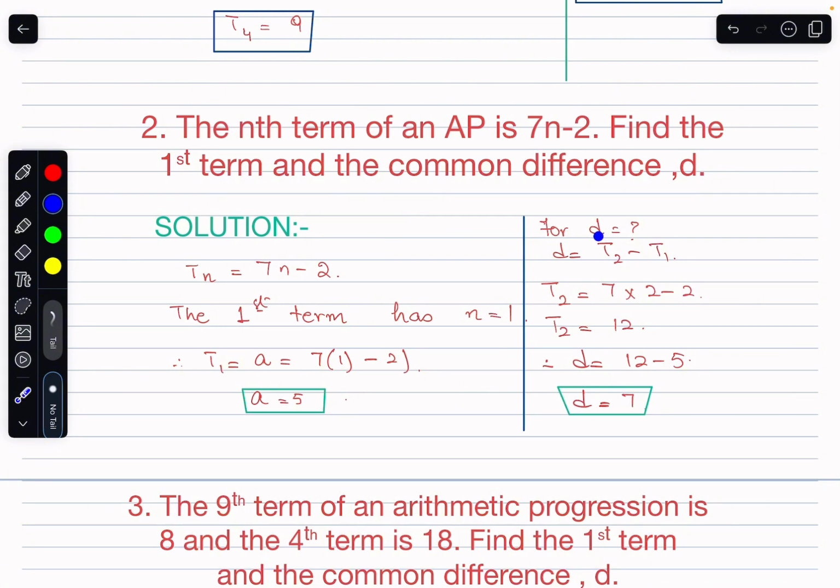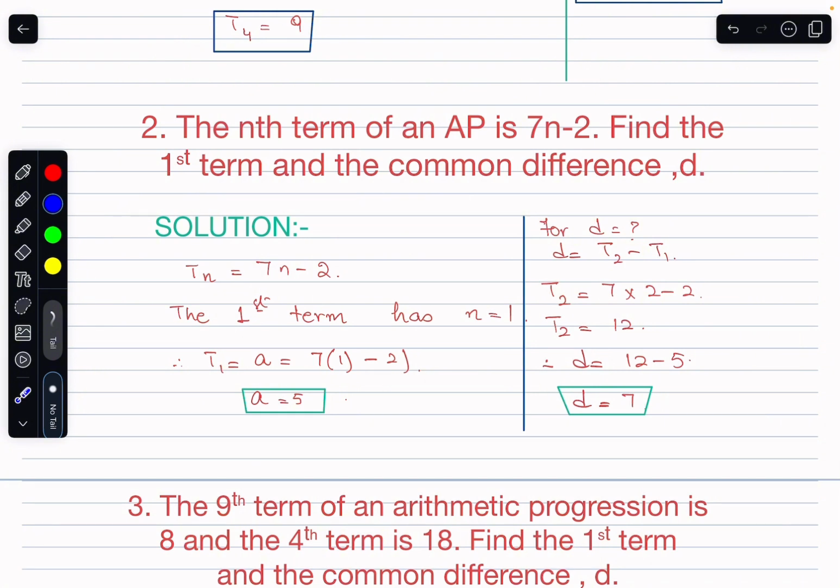For the common difference, I know that the common difference is the difference between two consecutive terms. I have the first term, so D should be equal to T2 minus T1. To get the second term, I substitute n with 2, so it becomes 7 times 2 minus 2, that gives me 14 minus 2, which is 12.